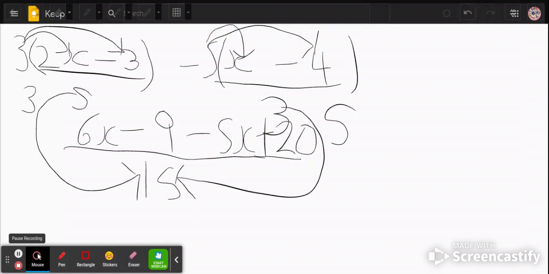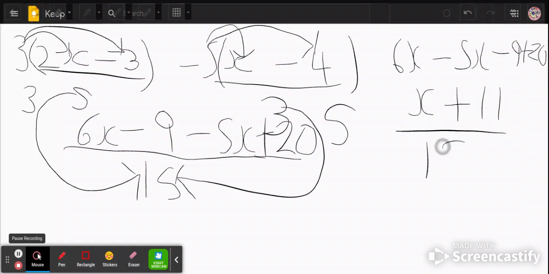So here we're going to group our like terms, right? Yes. So 6x minus 5x, minus 9 plus 20, right? So 6x minus 5x will simply leave us with x, or 1x. And minus 9 plus 20 will leave us with positive 11. So it'll be x plus 11 over 15.